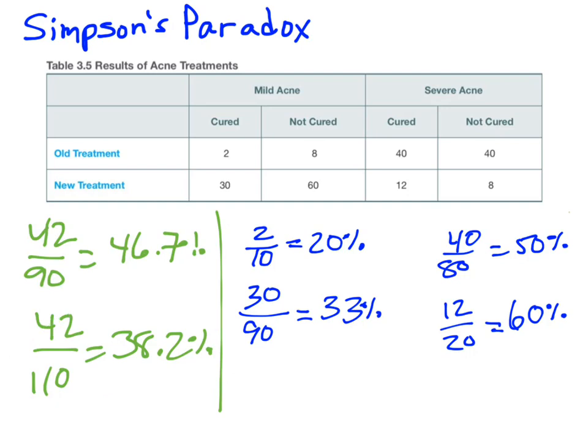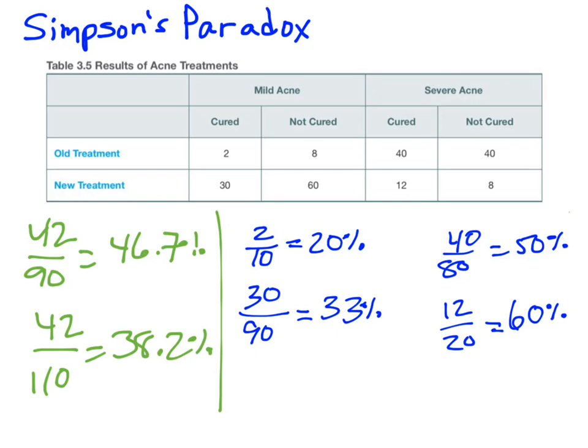So this is referred to as a paradox because neither one of these is a lie. It is correct if you're looking at all of the data to say that the new treatment has a lower success rate, and it's also correct to say that in the cases of patients with mild acne, the new treatment has a higher success rate, and the same can be said for patients with severe acne. All right, so how is this possible? Why are we seeing higher percentages in both cases, but then a lower percentage overall? It might be different than what you were expecting.